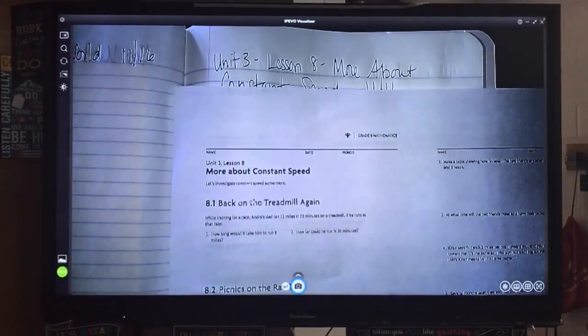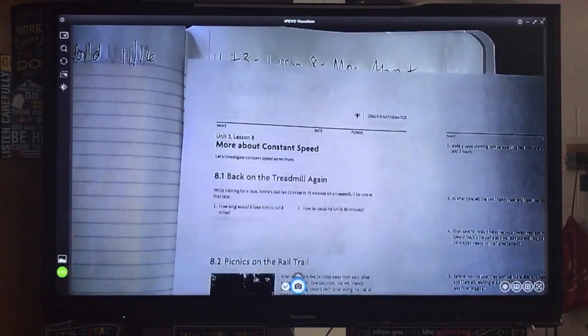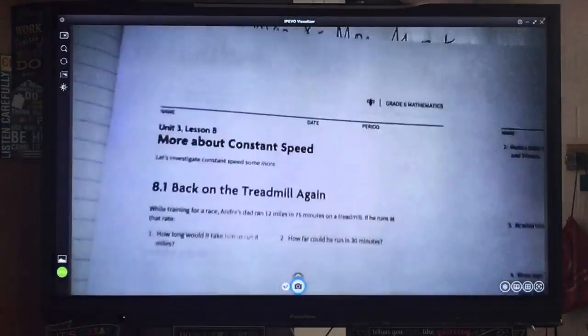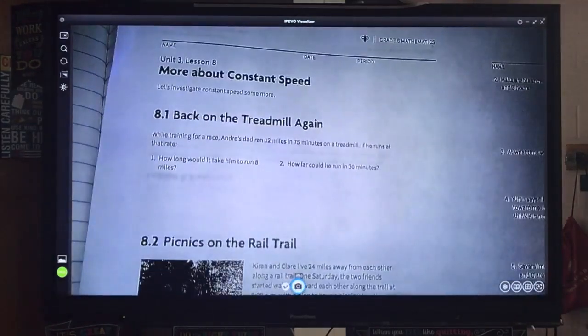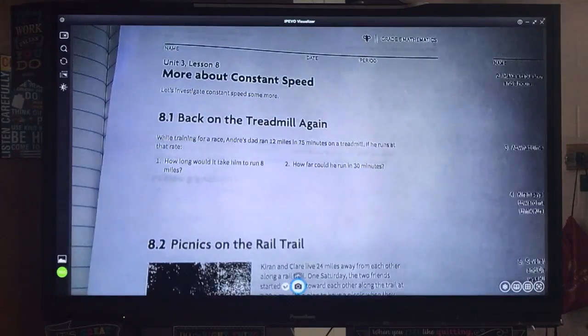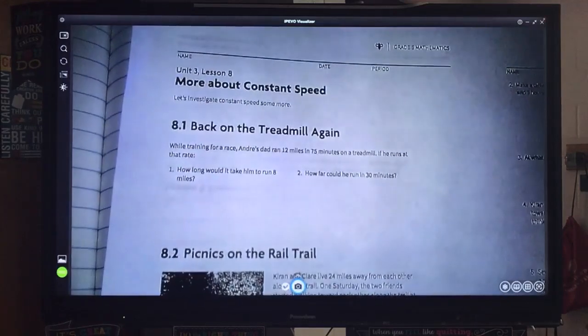Okay, so warm up. It says back on the treadmill again. While training for a race, Andre's dad ran 12 miles in 75 minutes on a treadmill. If he runs at this rate, one, how long would it take him to run 8 miles? And two, how far could he run in 30 minutes?